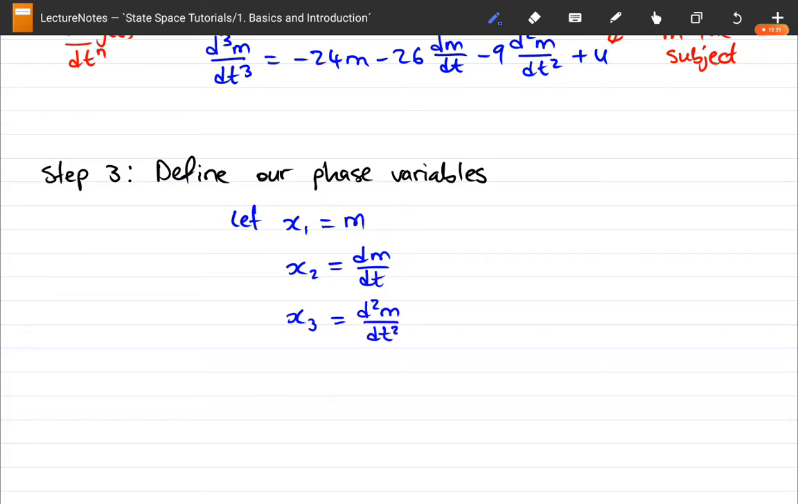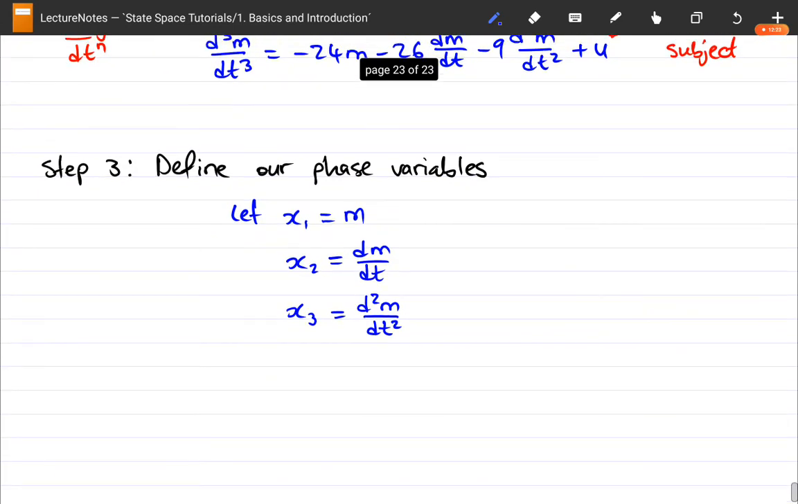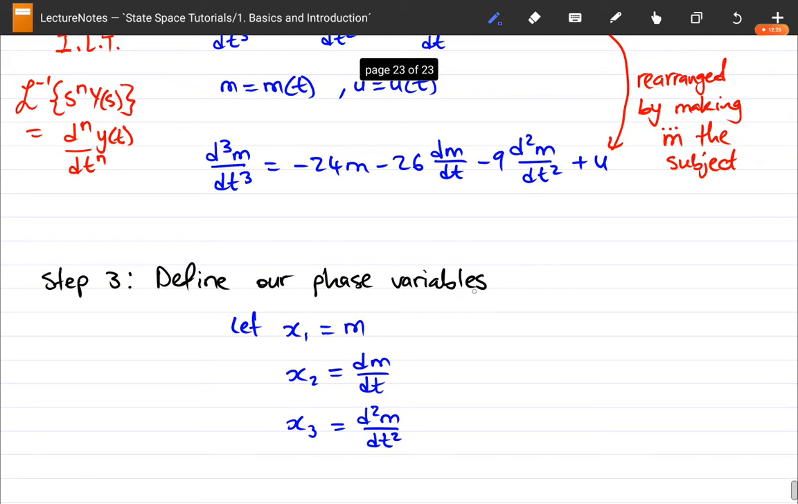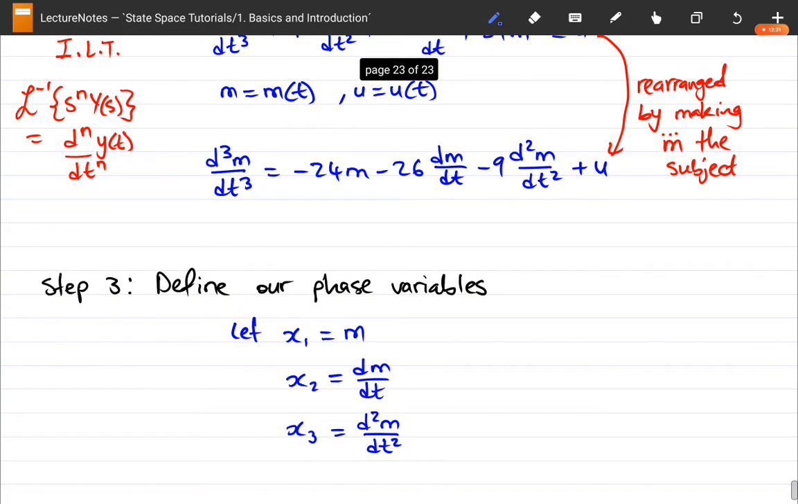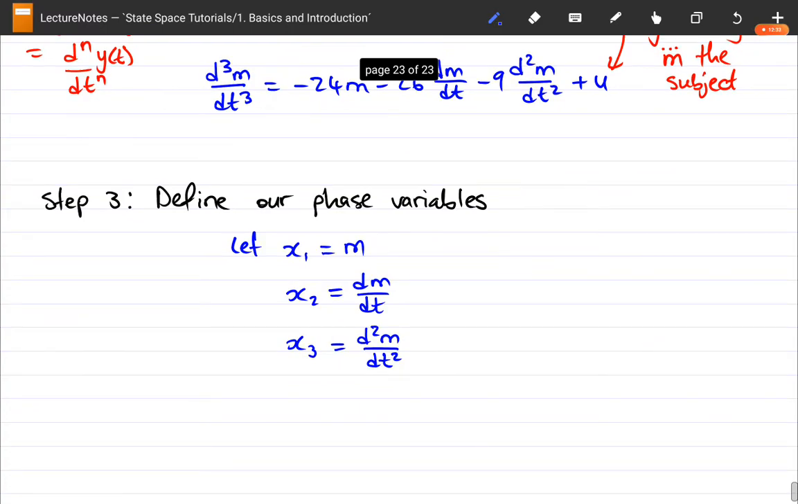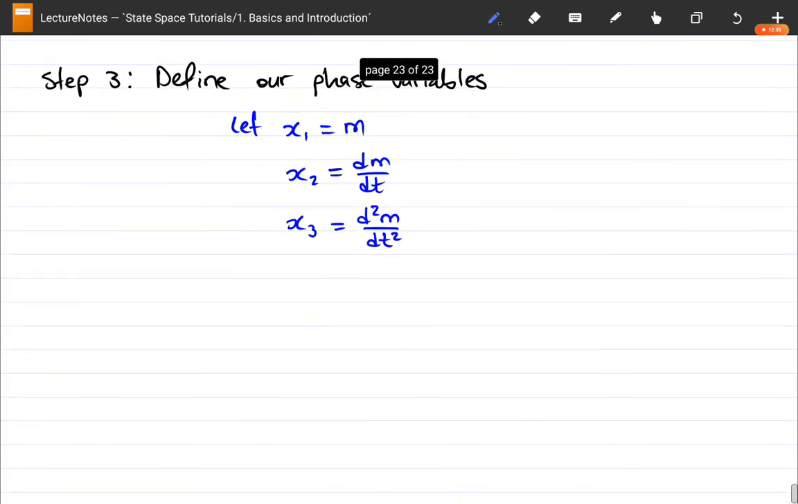So that should do it for us. Okay, so remember that our phase variables are like state variables, but since we are moving from the frequency domain to the time domain, we call them phase variables. Okay, so now we go to step 4.